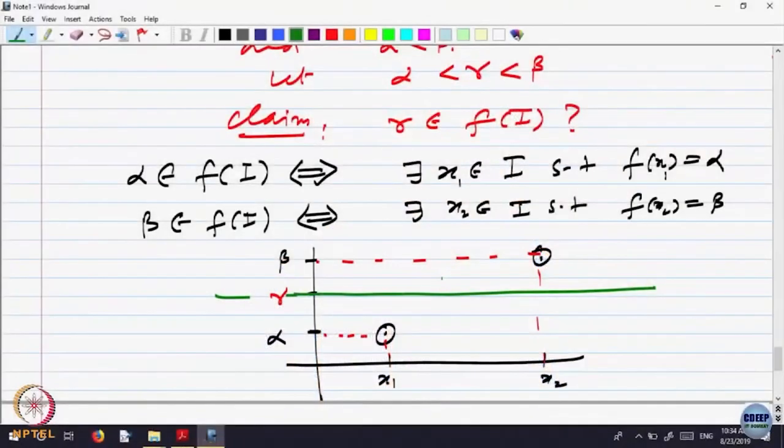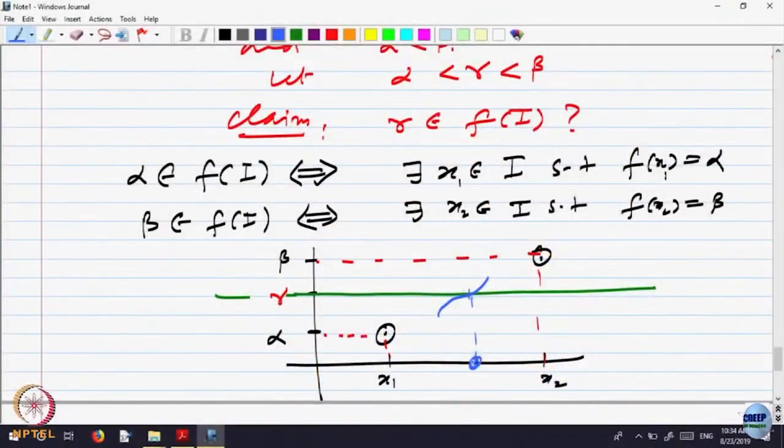So you want the graph to cut the line somewhere at a point. That is the point we are looking at. So how do I capture that point? That is the question. I want to capture this point in the domain. So how do I capture it? That is the question.